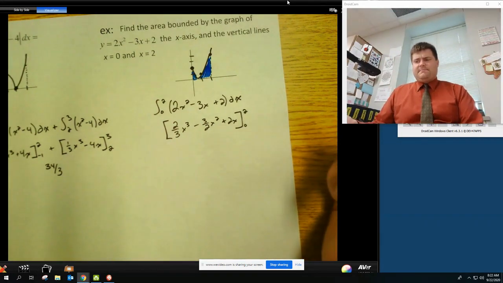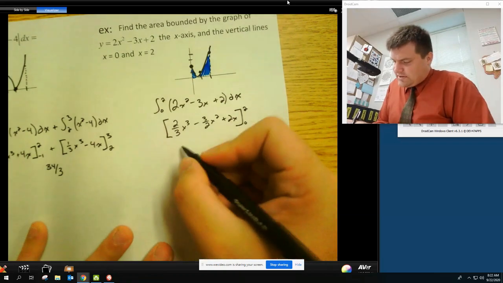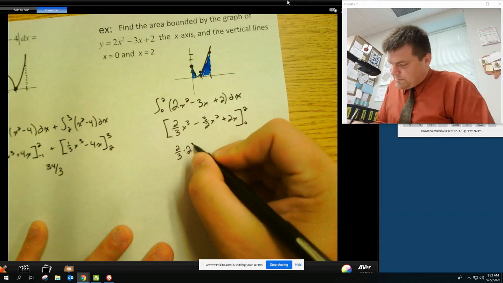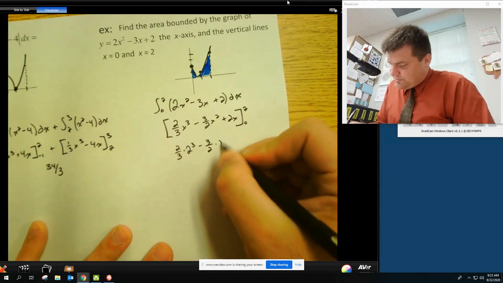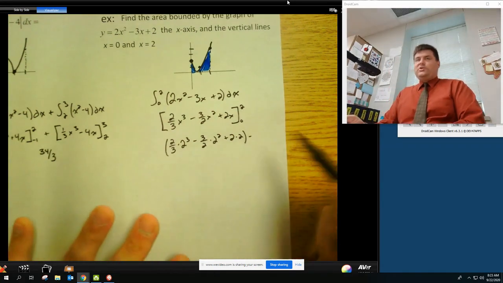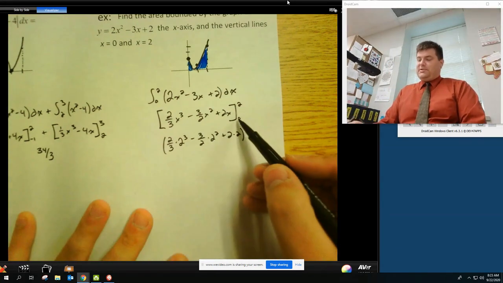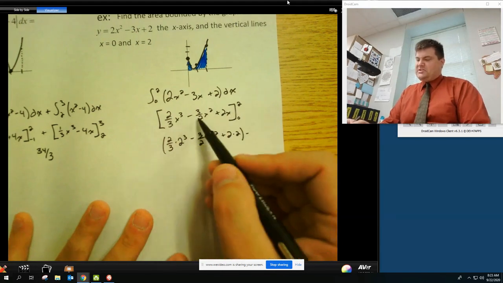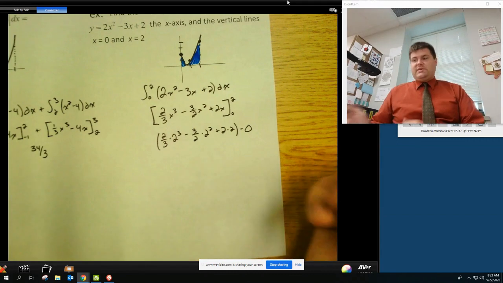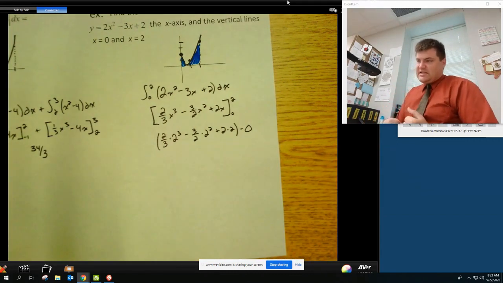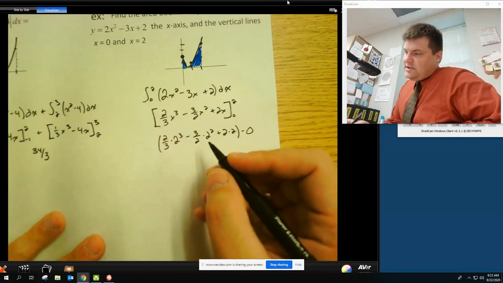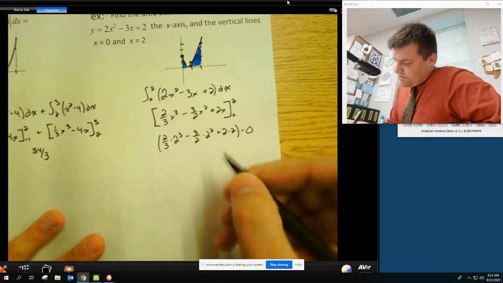You're just going to plug everything in. All right, so you're going to get 2/3 times 2 cubed minus 3/2 times 2 squared plus 2 times 2, minus, and what's super nice here is what happens when I plug in the 0. 0 minus 0 plus 0. So I'm going to just put a big old 0 right there. Super nice. And again, I'm just going to save the math for you. We're going to end up getting 10/3.